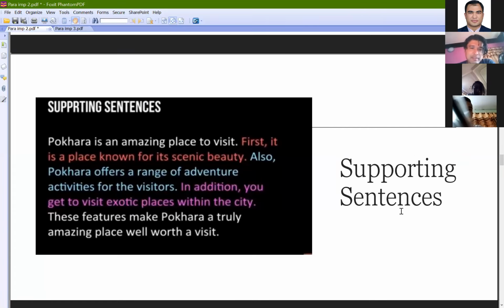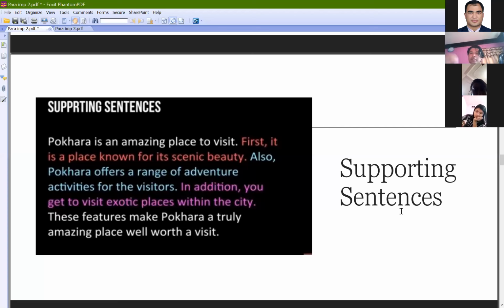So all the sentences that you see in colors: first, it is, and why do we need first also in addition? Because these are called connectors. It's a place known for its scenic beauty. We are talking about scenic beauty, and the range of adventure is something different from scenic beauty. Scenic beauty and range of adventure are 2 different ideas, but these 2 different ideas are linked together by these connectors, first, also, in addition.